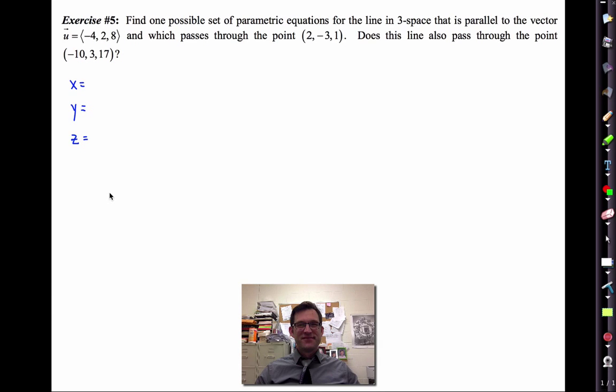Okay, let's take a look at the equation of the line. It's easy. We're only given one point that lies on the line, so we have to be good about using the 2, the -3, and the 1, but then they just give me the vector, right? It's -4t, plus 2t, plus 8t.